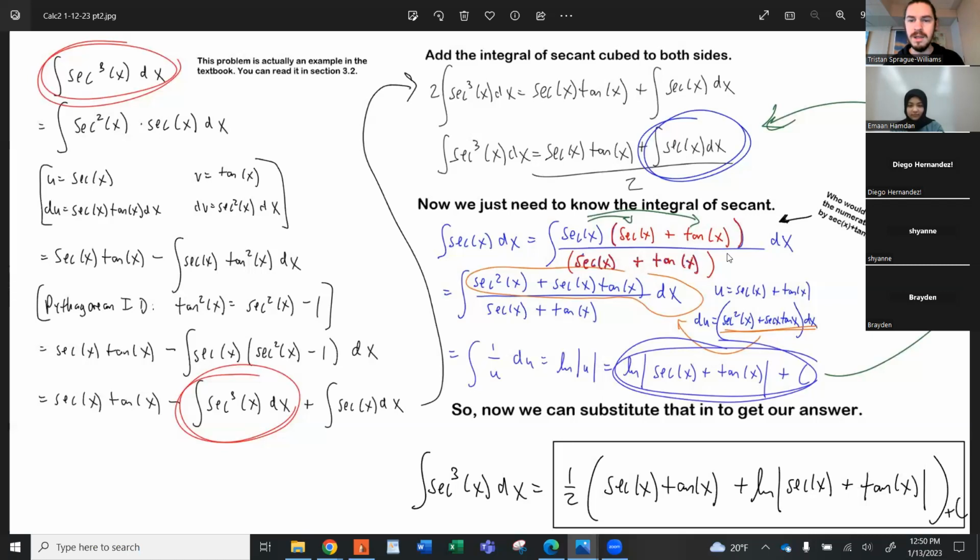The strategy for integrating secant is very bizarre. You have to multiply by secant plus tangent in both the numerator and denominator, and then you can finish it up with the u substitution. Not the kind of thing that's easy to come up with. That's why I put this comment: who would ever think to do this? But yeah, it's kind of cool. You end up with this lovely logarithm of secant plus tangent. Or maybe not lovely, maybe gross, depending on your perspective. So yeah, that's secant cubed.